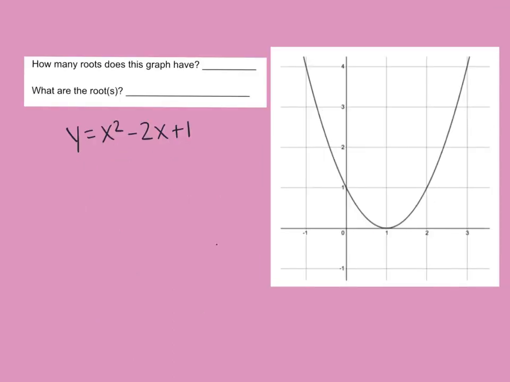Next up, we have this parabola for the equation y equals x squared minus 2x plus 1. First, how many roots does this graph have? In this case, the graph only has one root. It only crosses the x-axis at one point, right here. So there is only one root. And what are the roots, or in this case, just the one root? (1, 0).